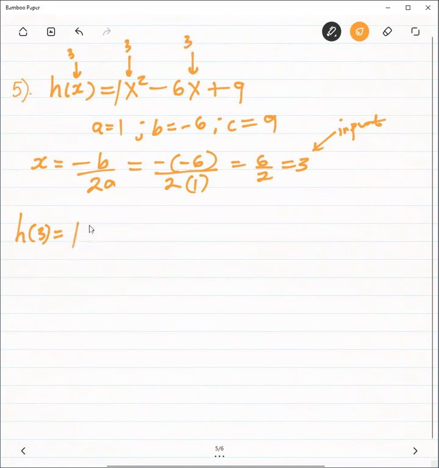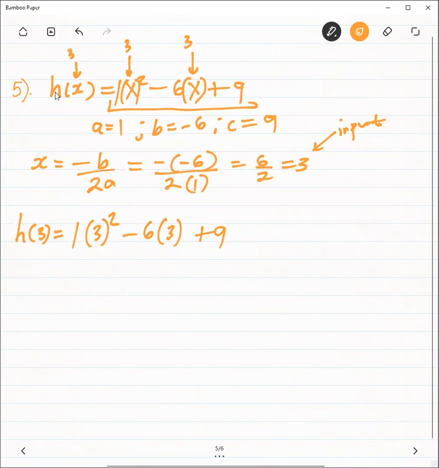So I have 1. Where there's x, I put 3. Squared minus 6. There's 3 there, then plus 9. Do you see it? I just rewrote this. But this part here replaced by 3. And this part here replaced by 3. That's how you substitute. So this means input.